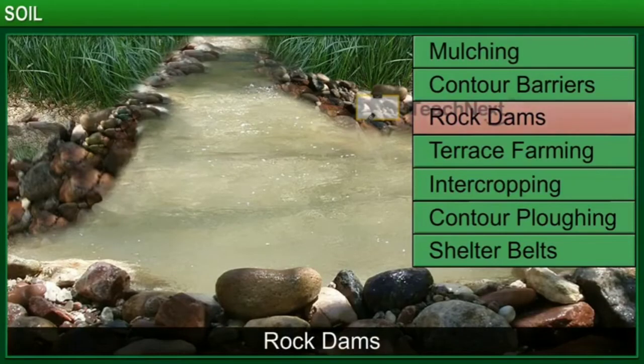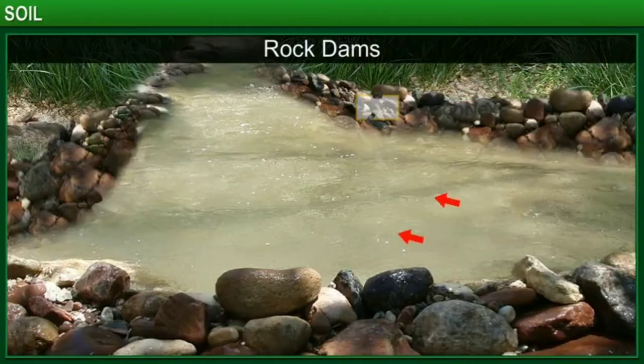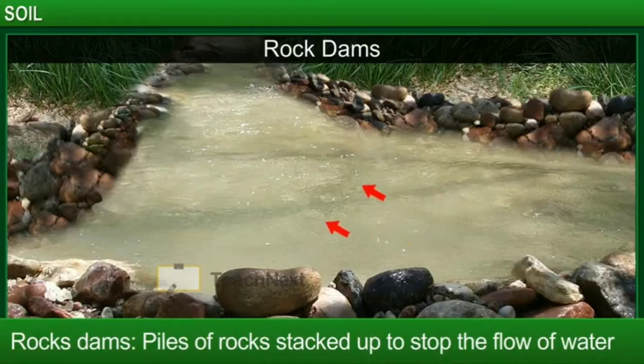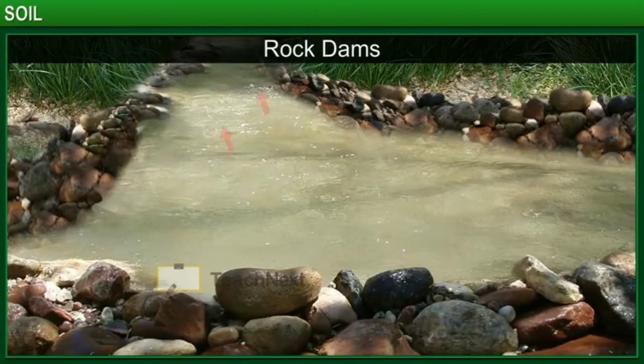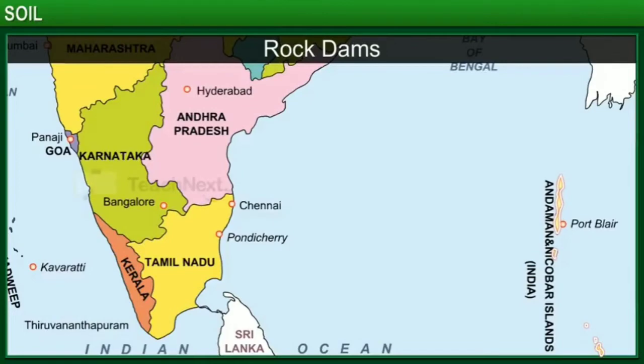Rock dams are dams created from piles of rocks that are stacked up to slow down the flow of water and prevent the formation of gullies. This curtails soil erosion. Rock dams are being extensively used as a soil conservation measure in the Andaman and Nicobar Islands in India.